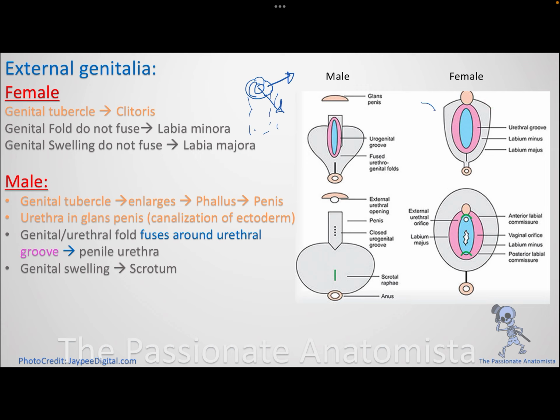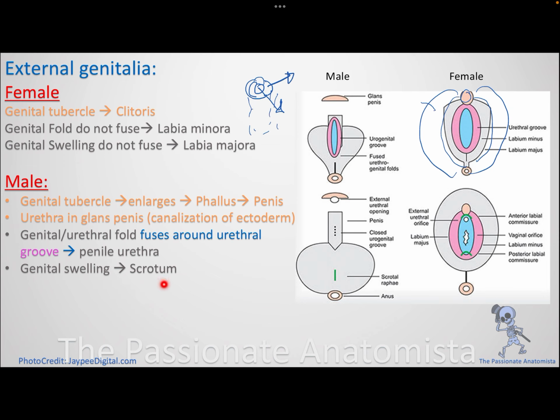So basically, again, we had the genital tubercle, we had genital folds, and we had labioscrotal folds. Why do we call it labioscrotal? Because it will give you labia majora in female and scrotum in male.